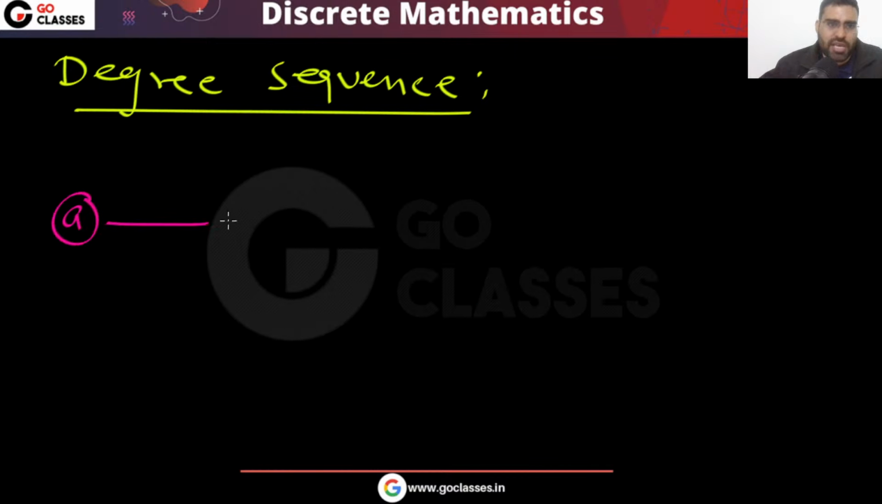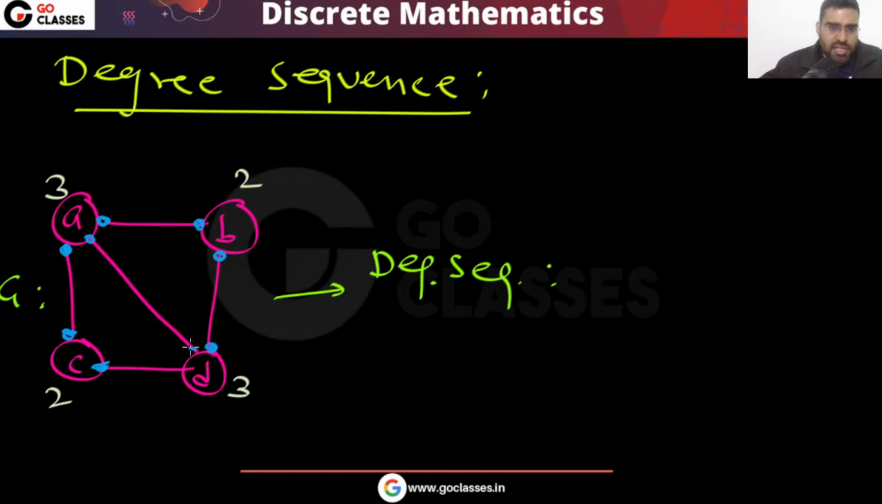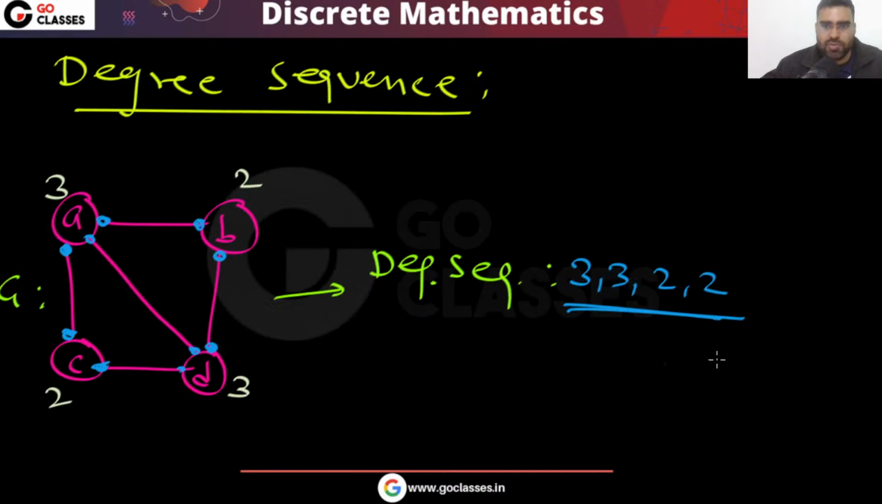For example, if I give you this graph A, B, C, D, what is the degree sequence for this graph? You can notice this vertex has degree 3, this vertex has degree 2, this vertex has degree 3, this vertex has degree 2. A vertex has degree 2 because there are 2 edges incident on it, and degree 3 because there are 3 edges incident on it. So the degree sequence will be 3, 3, 2, 2. By default we write it in the decreasing order. This is how we write the degree sequence.